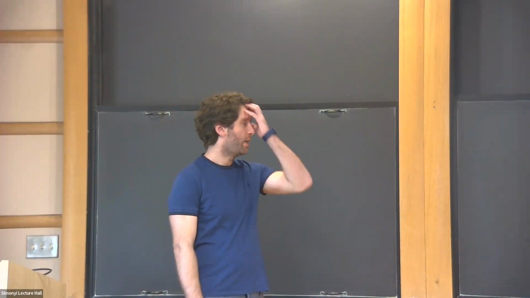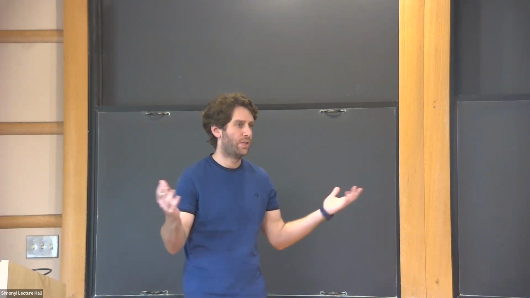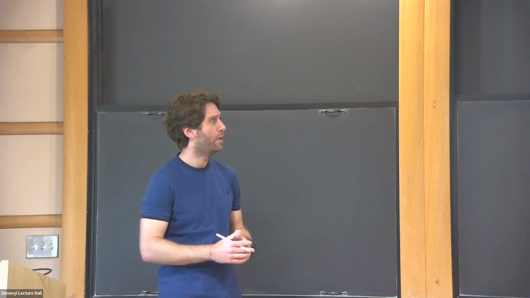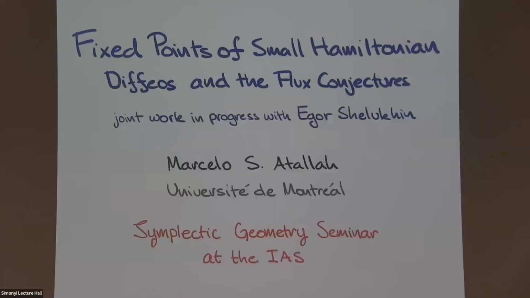So today I'd like to tell a story about how two big conjectures in the field relate to each other in what was at least a surprising way for me. These are the flux conjectures and the Arnol'd conjecture. This is based on joint work in progress with Egor Shelukhin.